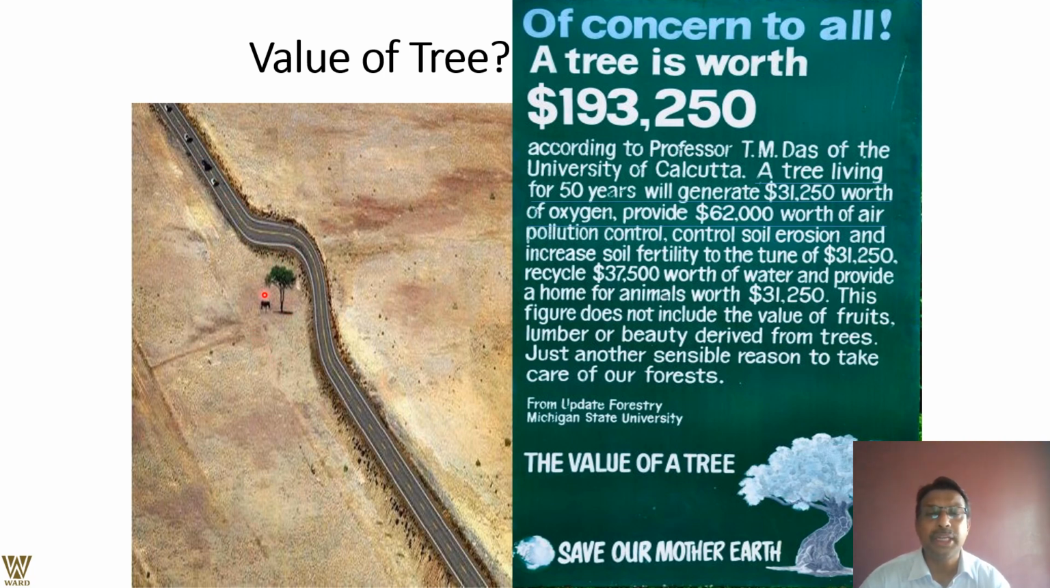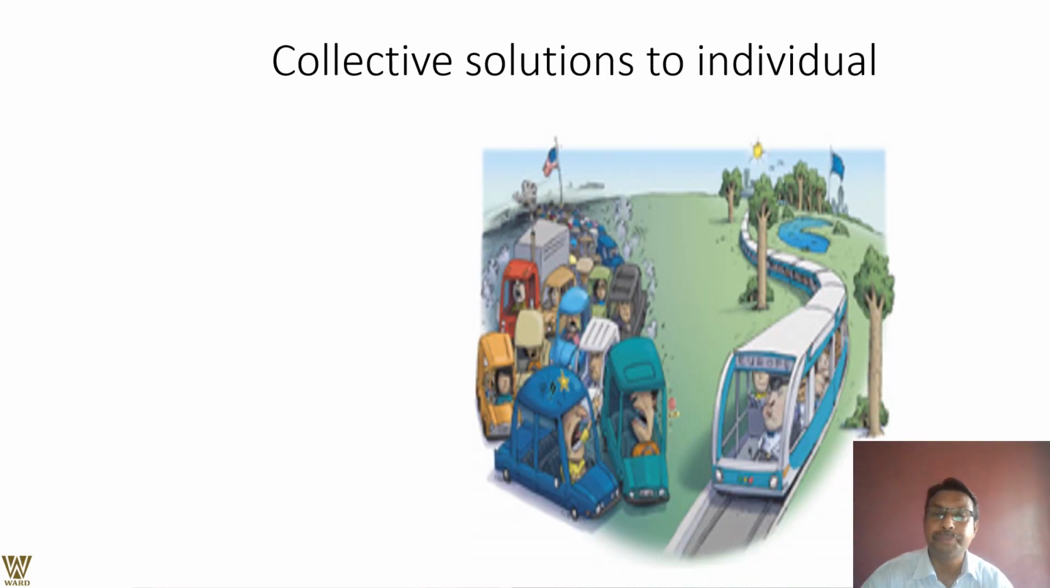There is this lone tree for which the man has actually diverted the road. Otherwise, what would people have done? People would have made a straight road and sacrificed this tree altogether. But believe me, this is the value of the tree. If we don't understand it today, it is going to cost us in the future.